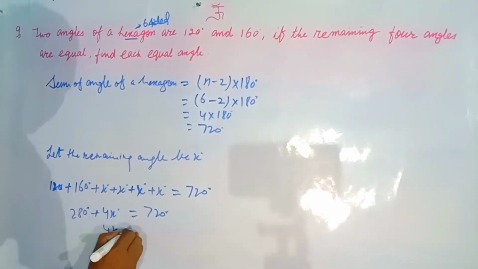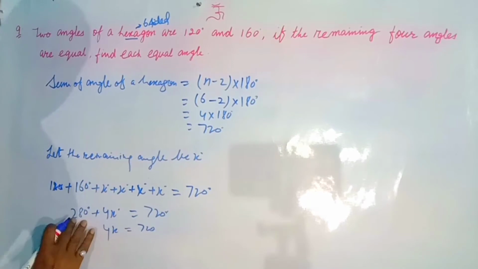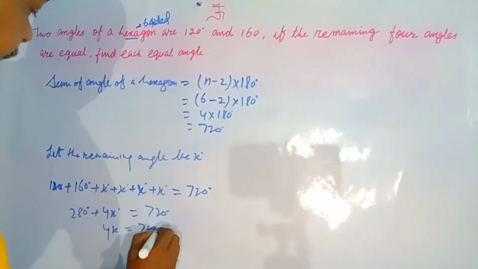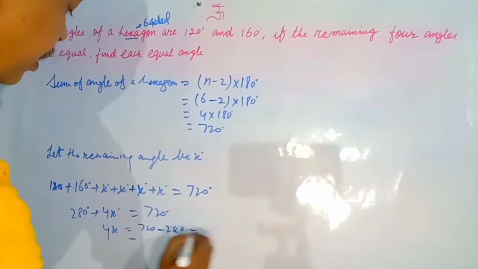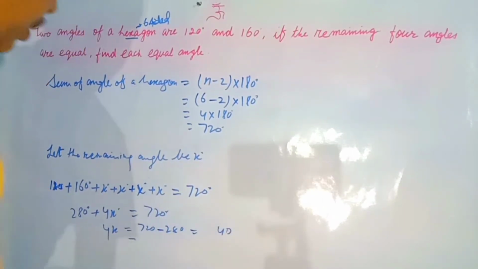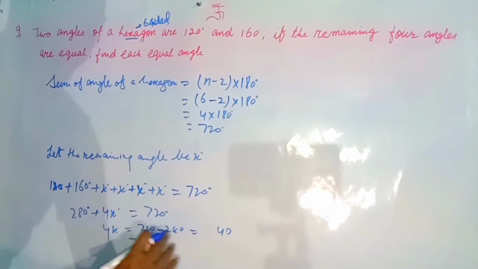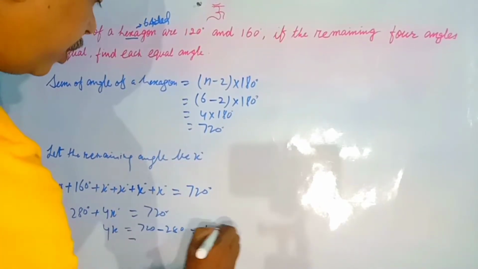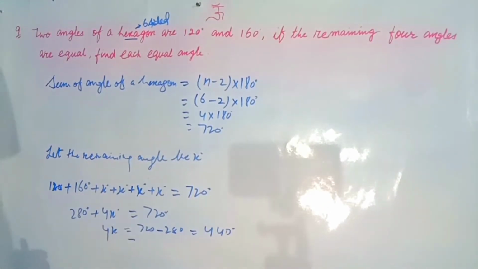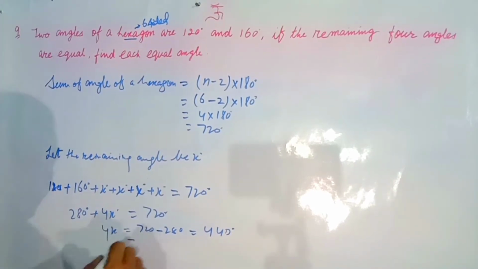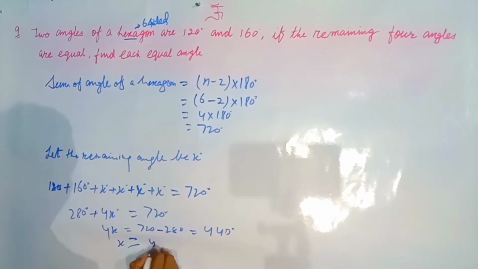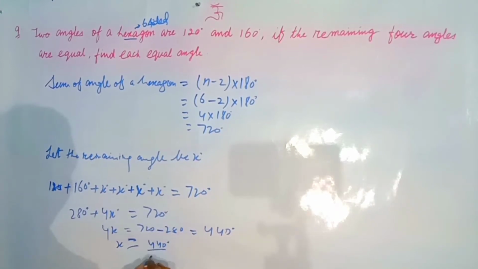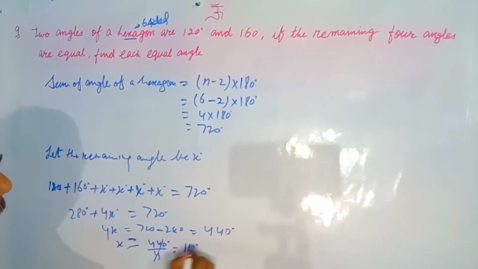Now 4x equals 720; here it is plus, so here it will be minus 280 degrees. Now we have 4, 8, 12, 2 carry 1, 2, 1, 3, and 4. Then we have 4x equals 440 degrees. Now we will find x equals 440 degrees divided by 4, and that will be 110 degrees.